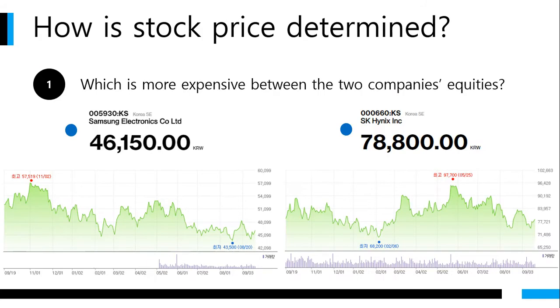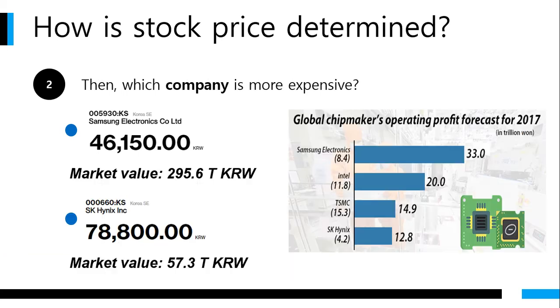Then next, how is stock price determined? Before thinking about price, look at the pictures below. There are Samsung Electronics and SK Hynix stock price trend. So what do you think? Which is more expensive? What do you think that why Hynix is more expensive? Can you understand that? Now look at the next pictures.